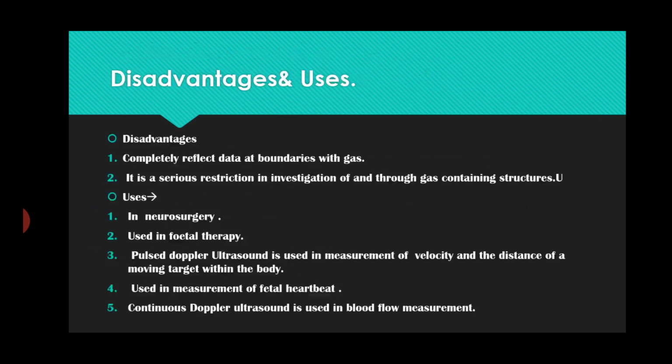Now we will see the uses of ultrasonic. It is used in neurosurgery. It is used in fetal therapy. Pulsed Doppler ultrasound is used in measurement of velocity and diagnosis of a moving target within the body. It is used in measurement of fetal heartbeats. Continuous Doppler ultrasound is used in blood flow measurement. So these are the disadvantages and uses of ultrasound.